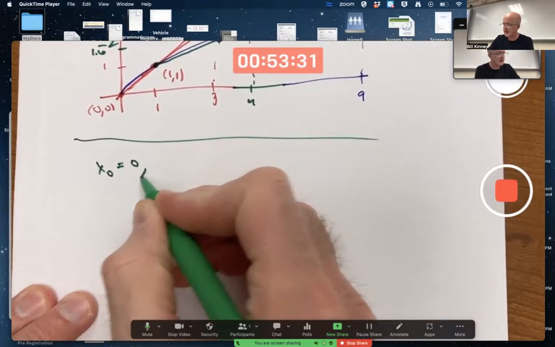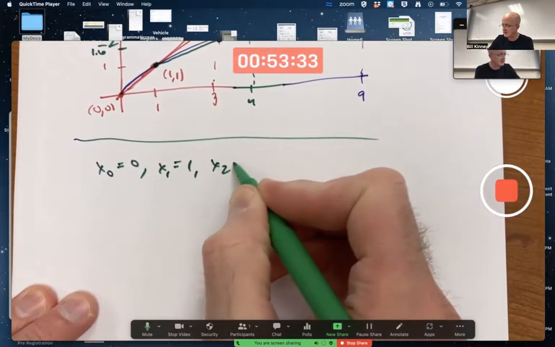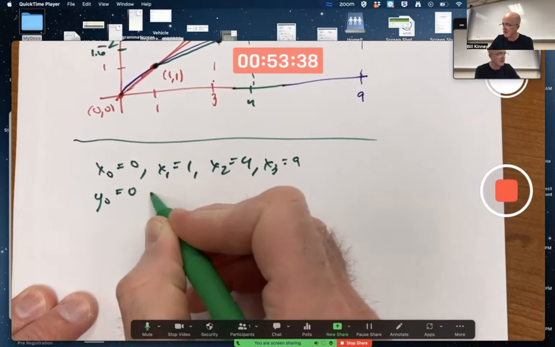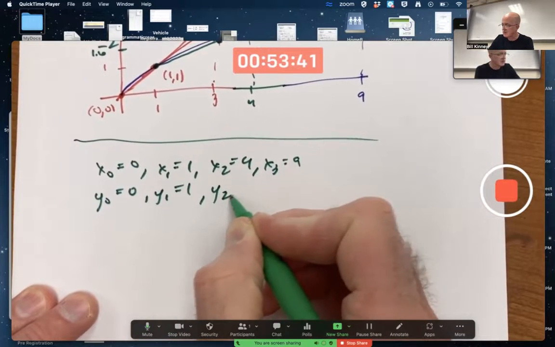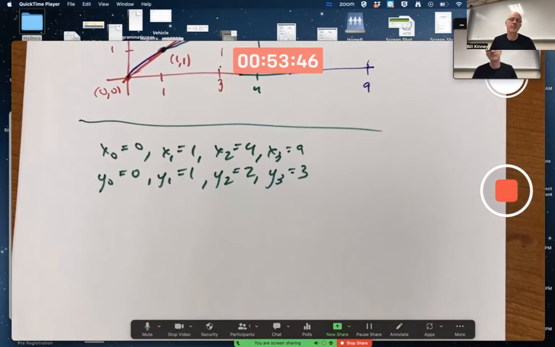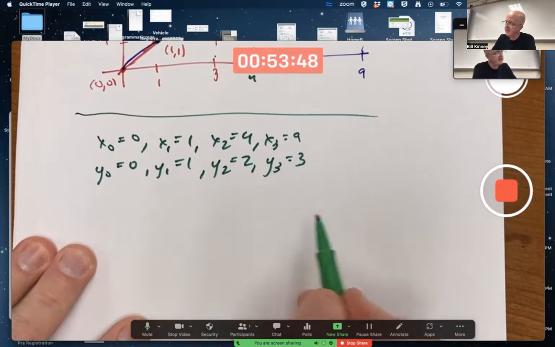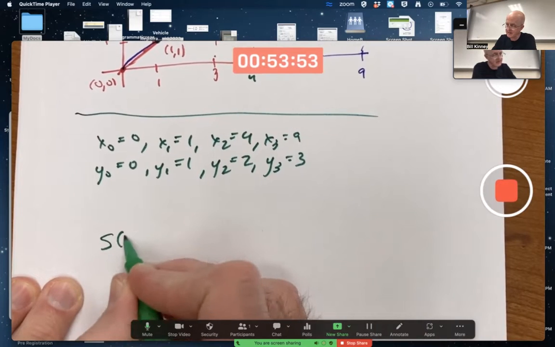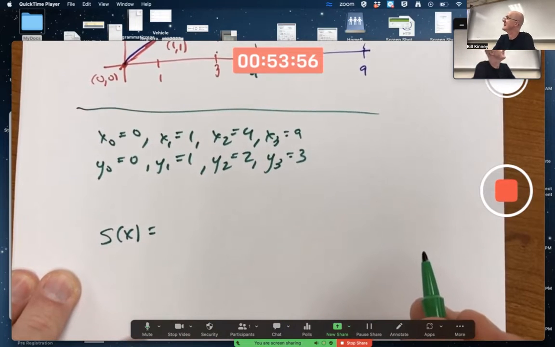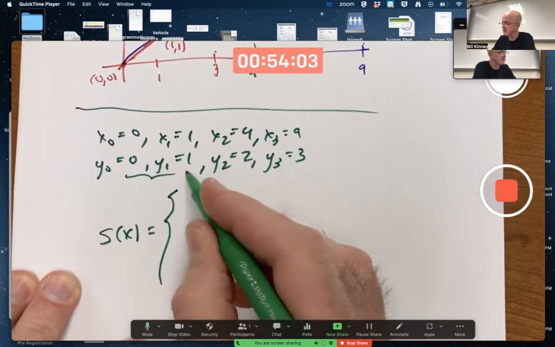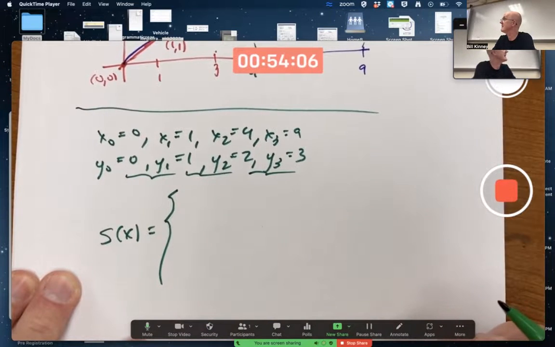X0 is 0, X1 is 1, X2 is 4, X3 is 9. Once again, Y0 is 0, Y1 is 1, Y2 is 2, Y3 is 3. With a cubic spline where you've got 4 nodes like this, n is 3, it's a piecewise function. It's piecewise cubic. And if you've got 4 nodes, there are 3 subintervals, so to speak. There are going to be 3 pieces.